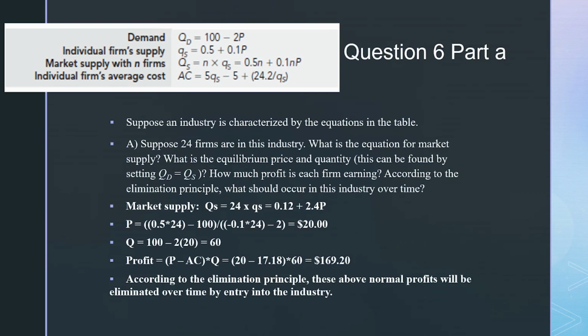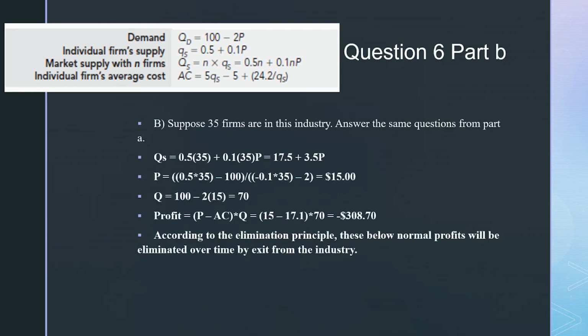And the profit would be the revenue minus the cost, so that would be $20 minus 17.18, which is the average cost when solving that equation, multiplied by the quantity of 60, so $169.20 for each firm. According to the elimination principle, what should occur in this industry over time? So these above normal profits will be eliminated over time by entry into the industry. Part B asks the same questions as A, but with 35 firms instead.